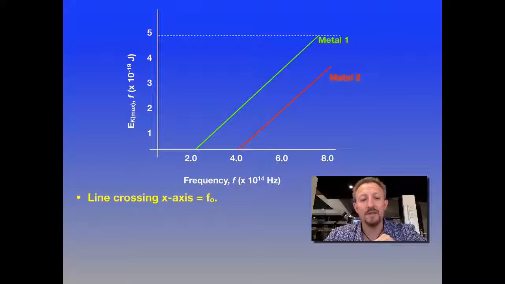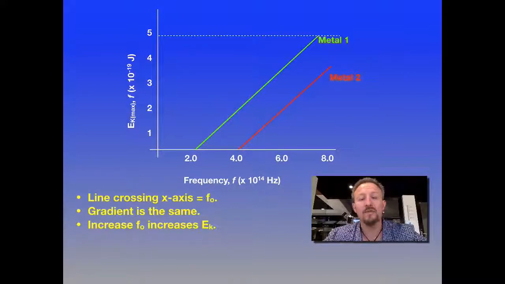You'll also notice that the gradient is the same for both. The gradient of both those lines is going to be Planck's constant. So as a result, Planck's constant, 6.63 times 10 to the negative 34, will be the gradient of that line, and hence they're both parallel to each other.